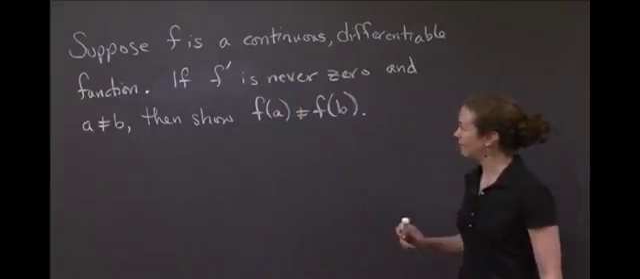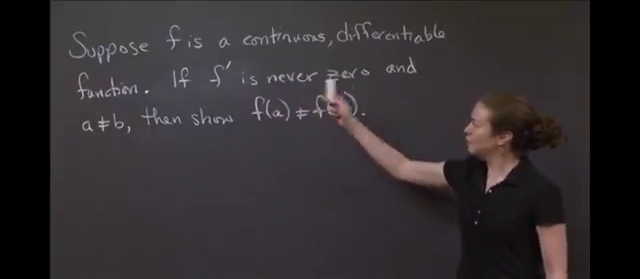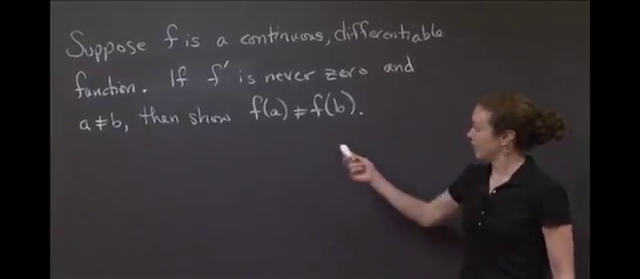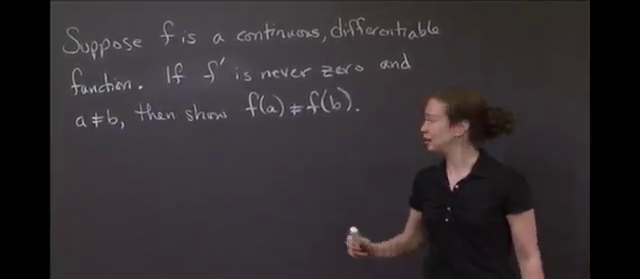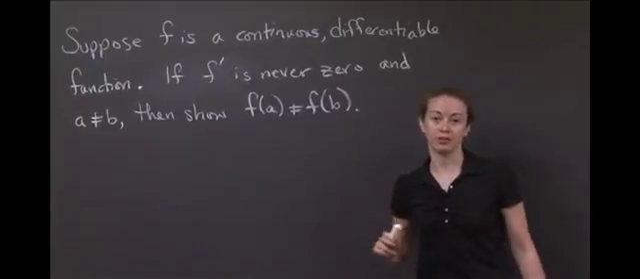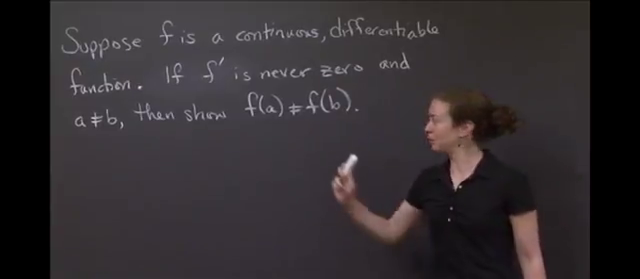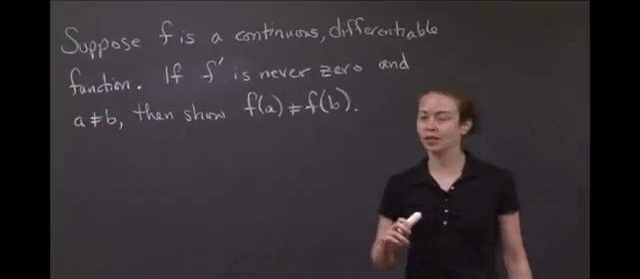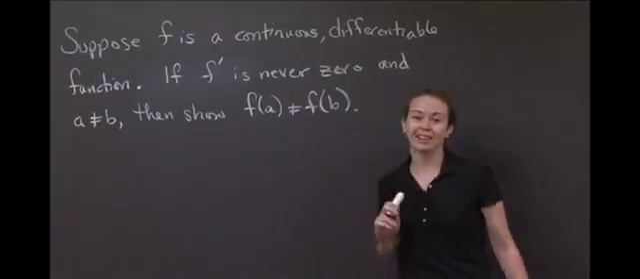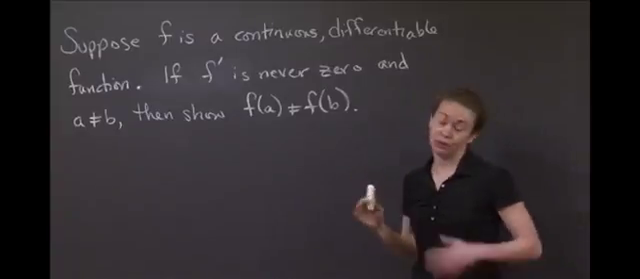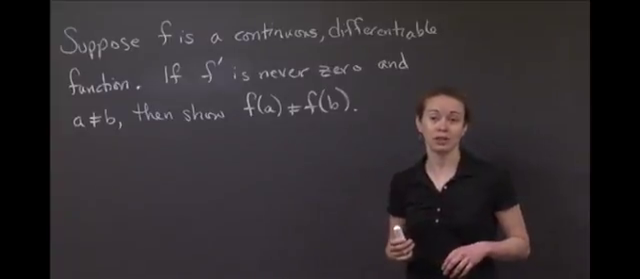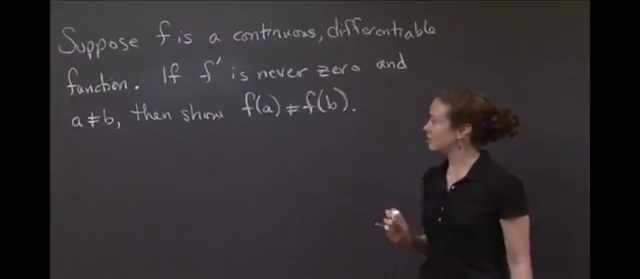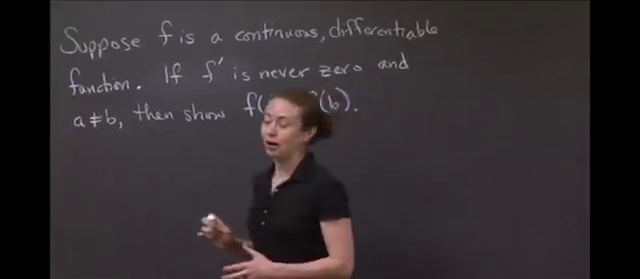Okay, our object, again, is to show if f is continuous and differentiable and its derivative is never 0, and you're looking at two x values that are different, show that their y values have to be different. Show that if the inputs are different, the outputs have to be different. Now this might remind you of something you saw in lecture: if the derivative is positive, show the function's always increasing, or if the derivative is negative, show the function's always decreasing. So this is a similar type of problem to that.